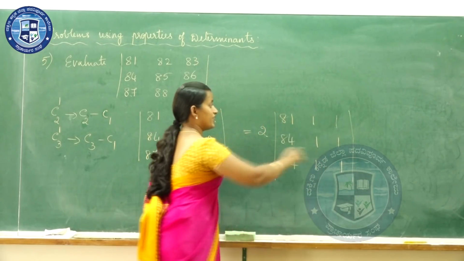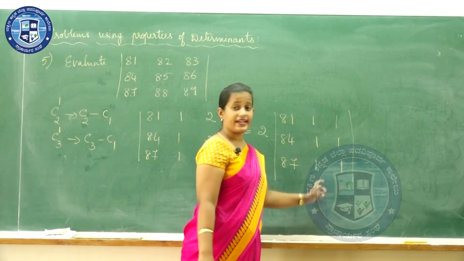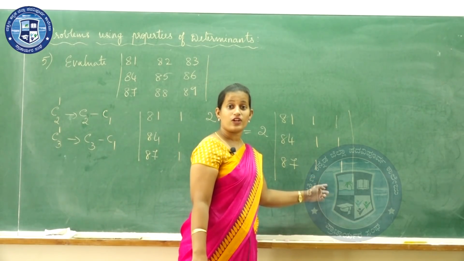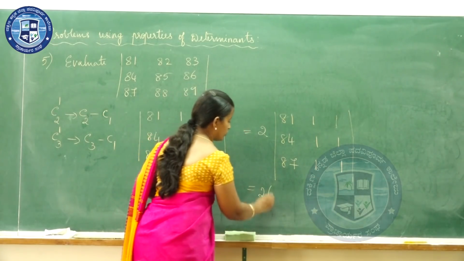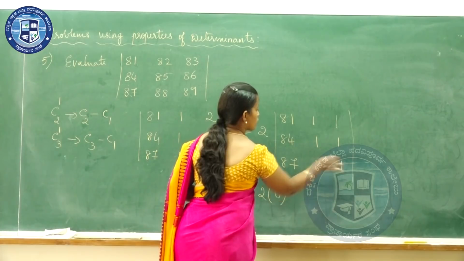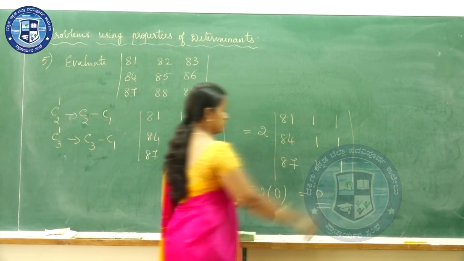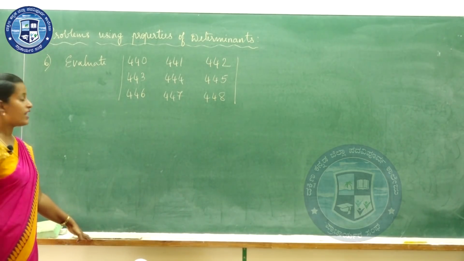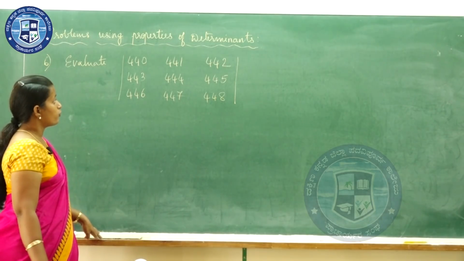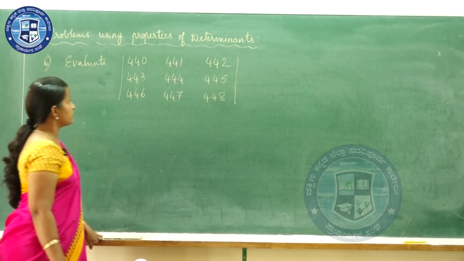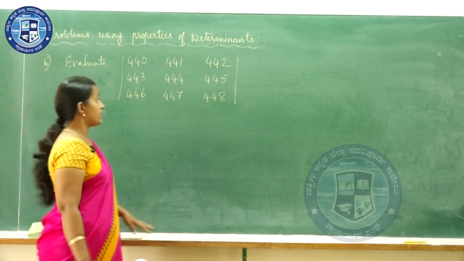Now observe that the 2 columns are identical. So by using one of the properties, the determinant is 0. So 2 into 0. When the 2 rows or columns are identical, the determinant is 0. So the answer is 0. Sixth problem, evaluate the determinant 440, 441, 442, 443, 444, 445, 446, 447 and 448.